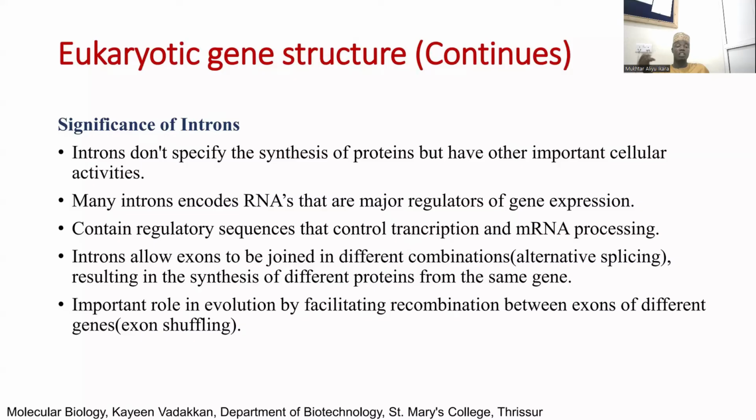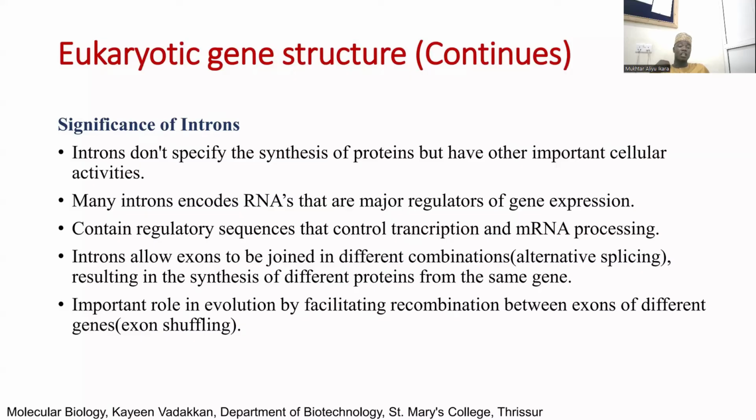And it also contains regulatory sequences that control transcription and mRNA processing. Also, these introns allow exons to be joined in different combinations. That's alternative splicing. So in alternative splicing, you can remove different exons, and also you can make a different combination of the exons. This results in the synthesis of different proteins from the same gene. So from the same gene, we can produce different proteins due to alternative splicing.